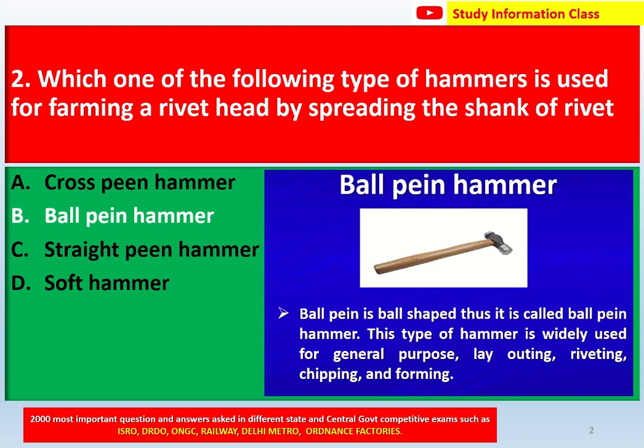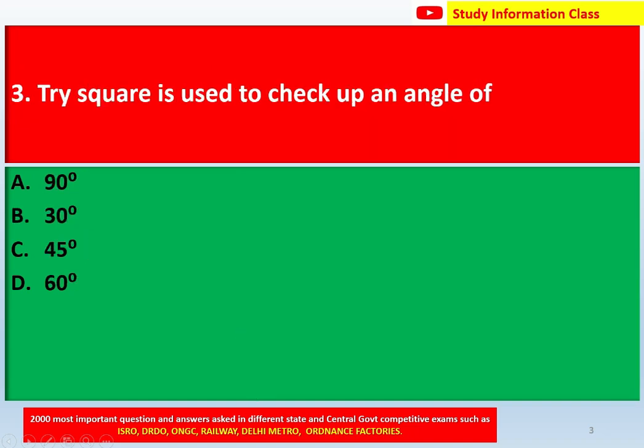For this question, which one of the following type of hammers is used for forming a rivet head by spreading the shank of rivet? The correct answer is ball pin hammer. Next question, the tri-square is used to check up an angle of option: 90 degree, 30 degree, 45 degree, 60 degree. Correct answer is 90 degree.